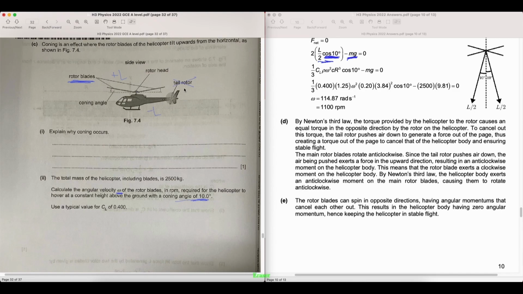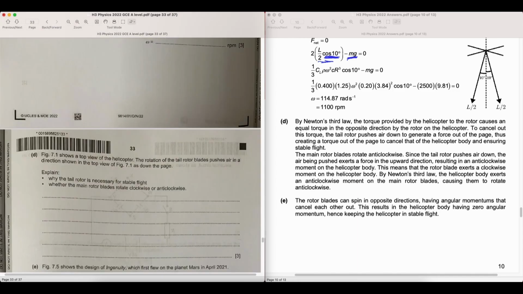for the user. Adding this tail rotor in, it will provide a torque necessary to increase the total angular momentum of the entire helicopter, and this torque is effectively transferred over to the rotor blade such that the rotor blades can rotate and the helicopter body can remain unrotated.